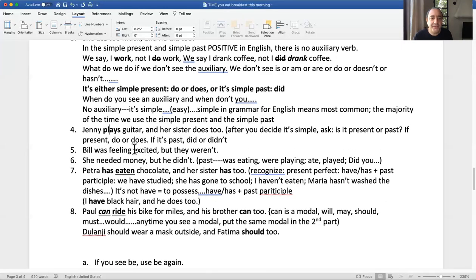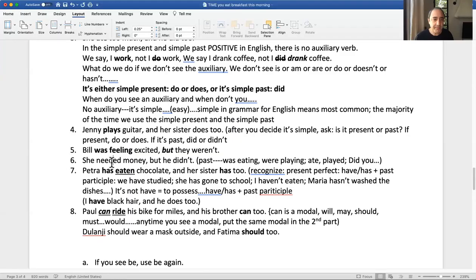Bill was feeling excited. Hey, what did I tell you about the verb be? You see the verb be doesn't matter. You're going to use be again. Past to past. Bill was feeling excited, but, this is different. But means contrast. The first one's positive. The second one will then be negative, or vice versa, negative to positive. Bill was feeling excited, but they weren't.